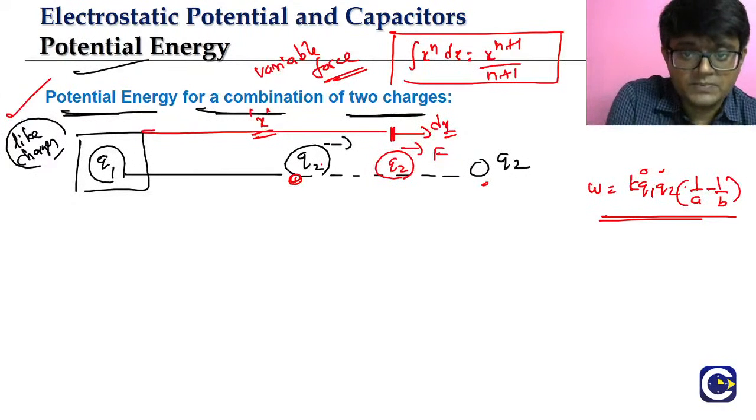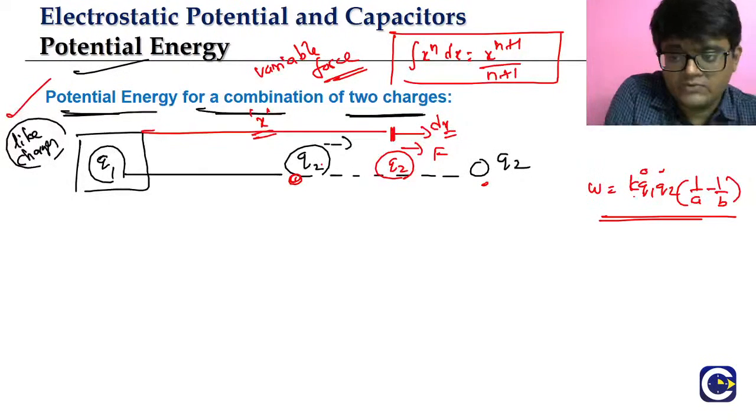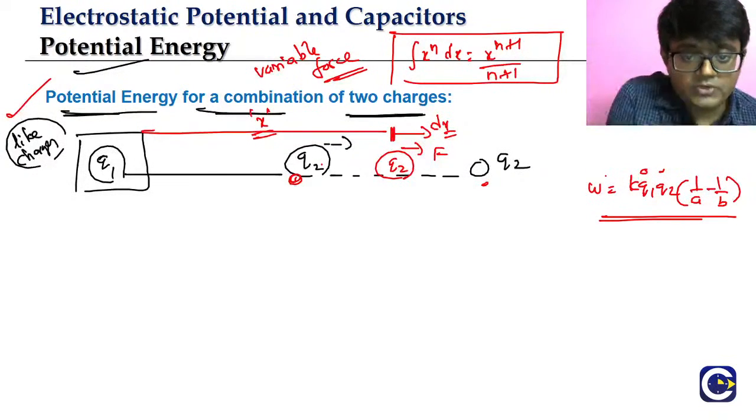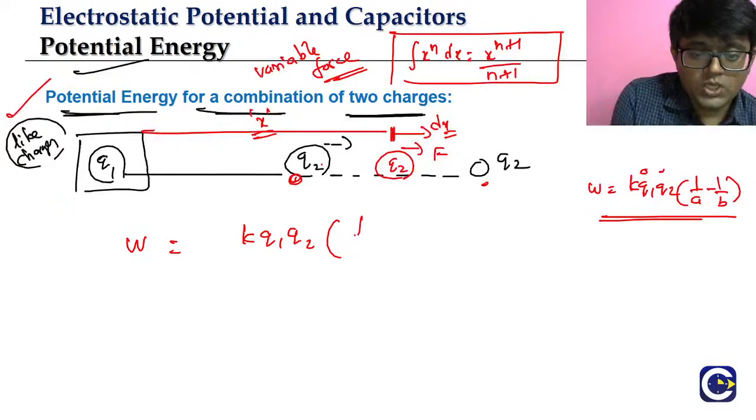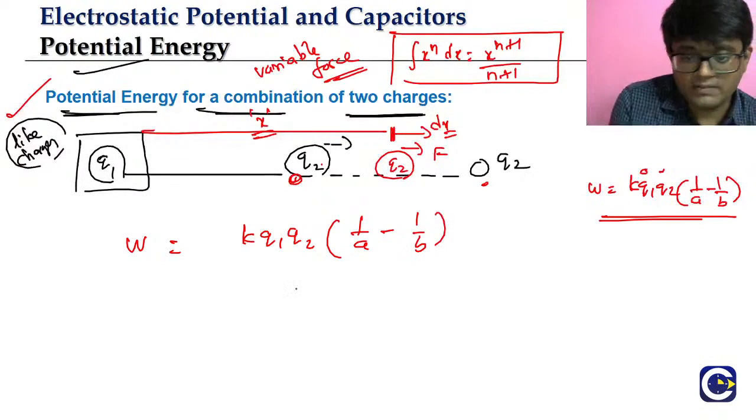If we substitute along with the sign, then if both are like charges, we will see that this product will be positive. Otherwise, let's say one is positive and one is negative, then the value of that product will be what? Negative. So if we substitute the sign values too, that is going to take care of the work. Look here, what is the expression for work done? K q1 q2 into 1 by A minus 1 by B.